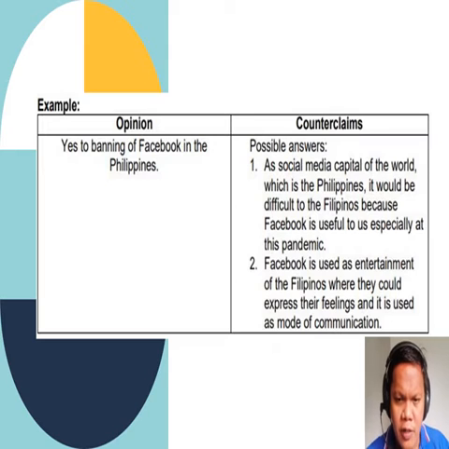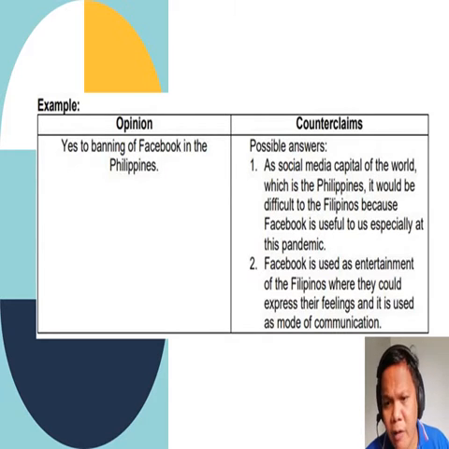Another answer of the counterclaim: Facebook is used as entertainment of the Filipinos, where they could express their feelings, and it is used as a mode of communication. So in the second counterclaim provided, it is said here that Facebook is used as entertainment, and it is a way of expressing our feelings and used as a mode of communication. So in that way, we all know how important Facebook is.